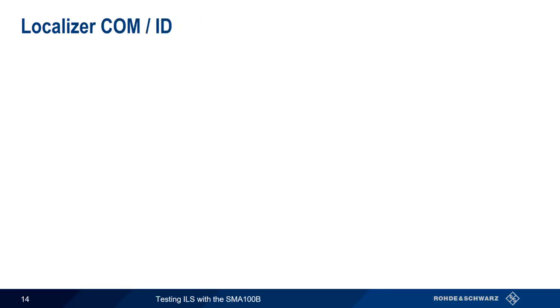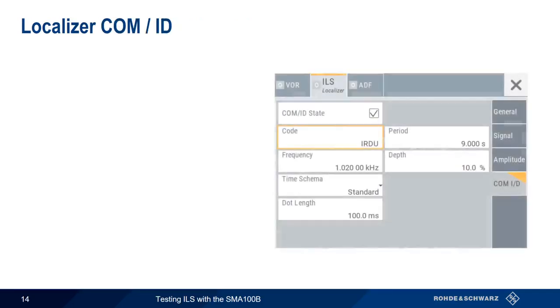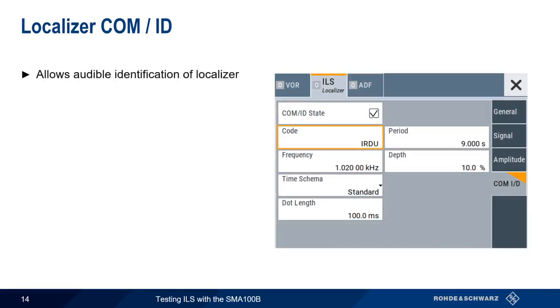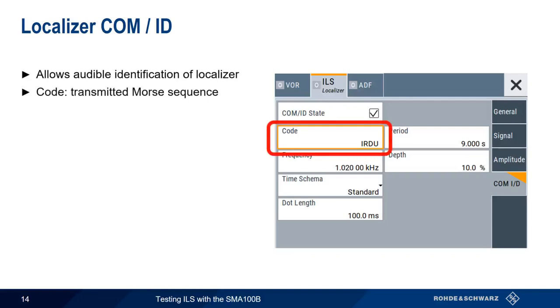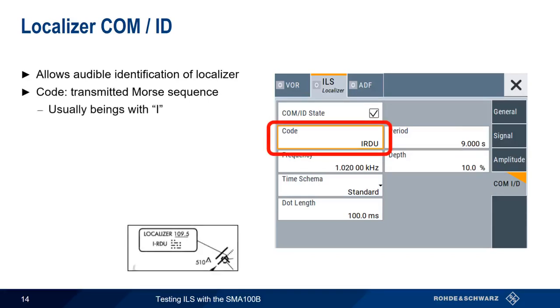The last tab in localizer configuration is COM ID. The COM ID signal allows the pilot to audibly identify the localizer using Morse code. Code is the transmitted Morse code sequence. Note that for localizers, this usually begins with the letter I to avoid confusion with the ID from VOR stations.